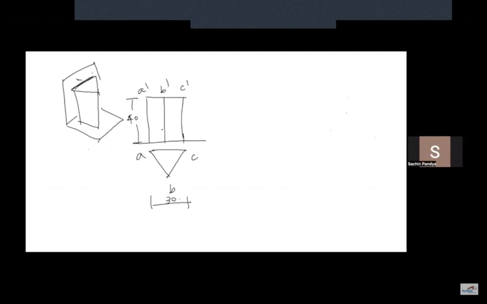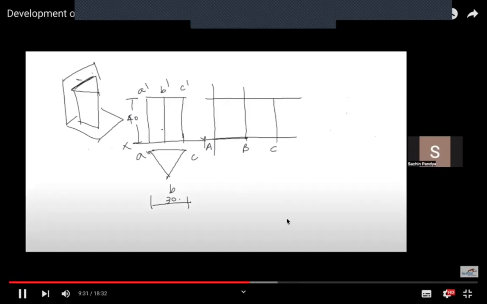Now for the development, what will you do? You will draw a horizontal line and a vertical line from here. Now take A to B. How much is A to B? 30. So this is capital A. You cut B over here. Then take B to C, again 30. You cut over here. Again take C to A.